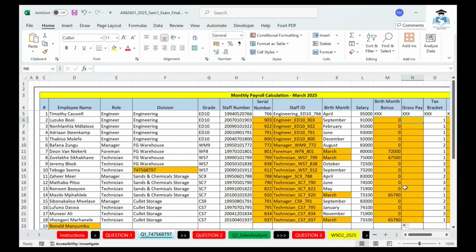You're going to say is equal to L6 plus M6. Simple as that, track the formula. There we go.